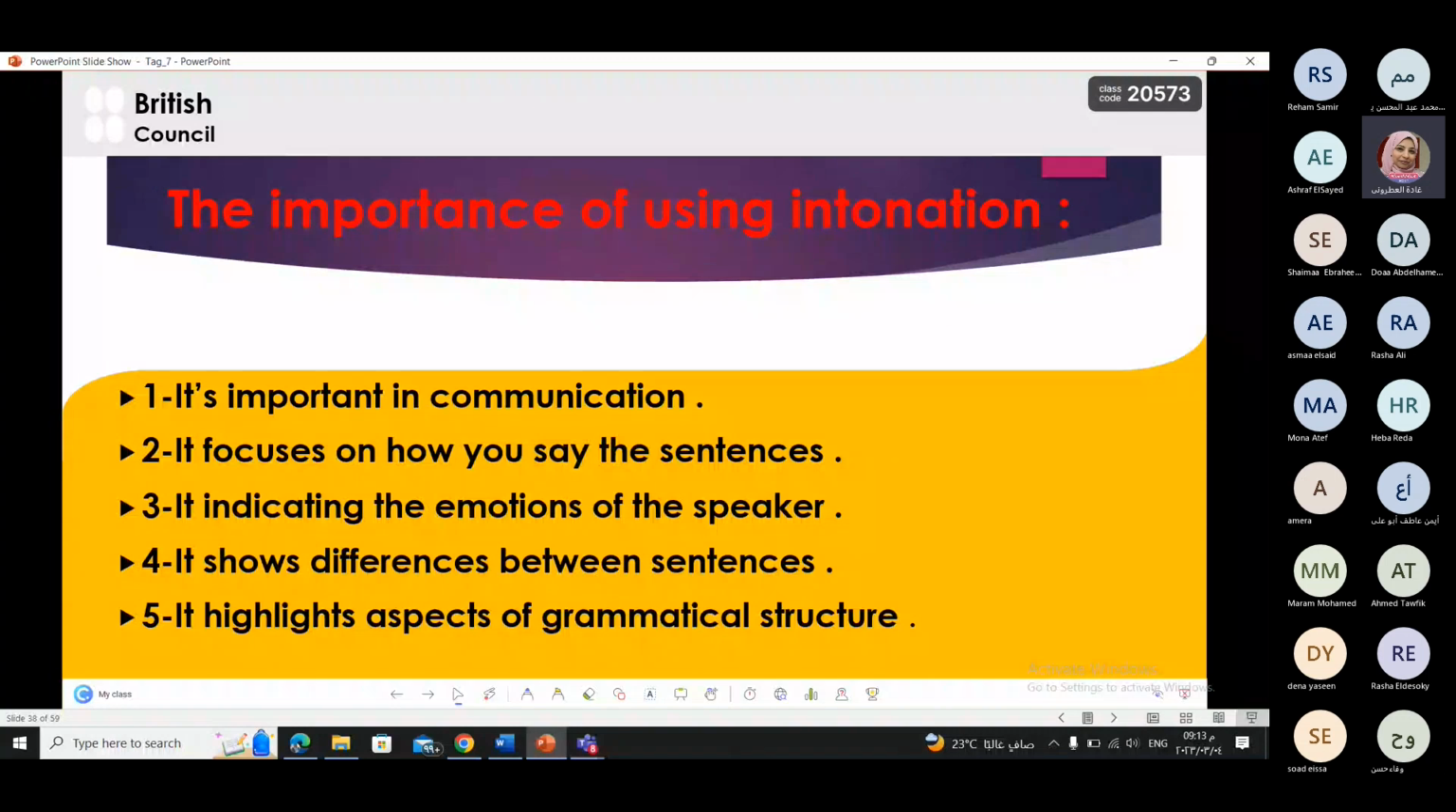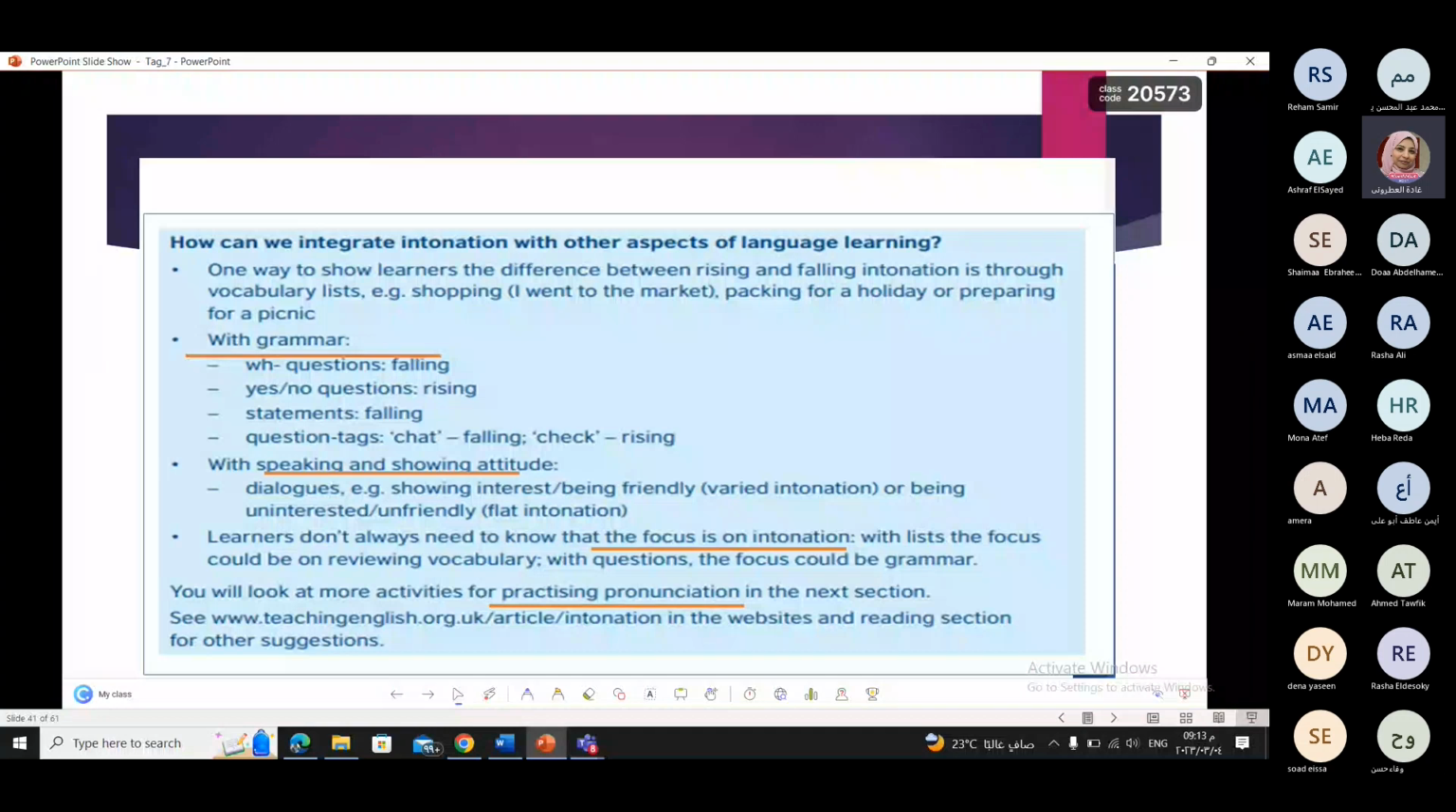Okay, so I would like you to have a look at this just for 30 seconds, and read to learn how you can integrate intonation with your language lessons.